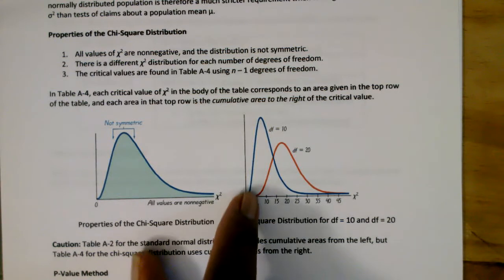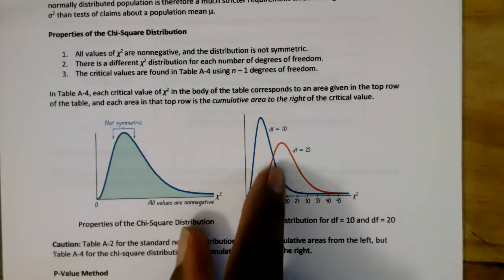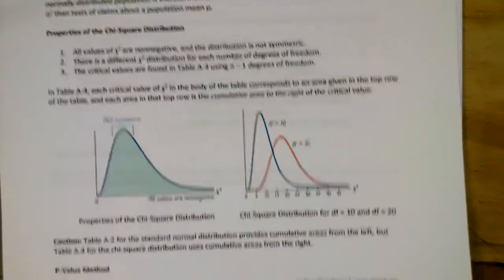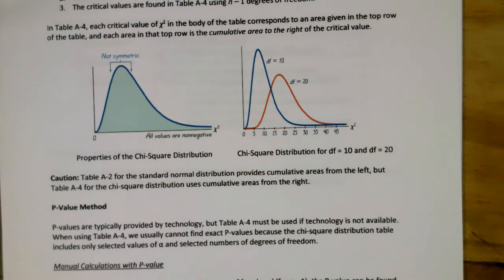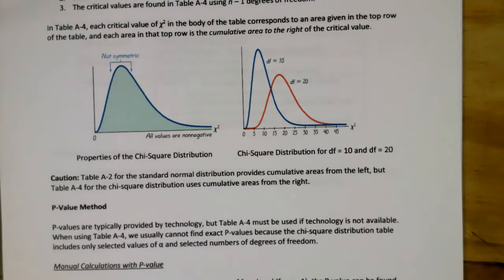Okay, so that's the illustration of what the chi-square curve looks like. The chi-square curve in blue is for 10 degrees of freedom, and the one in red represents 20 degrees of freedom. Don't get the chi-square distribution confused with the normal distribution. Table A-2 provides cumulative areas from the left, whereas in table A-4 for the chi-square distribution we use the cumulative area from the right.